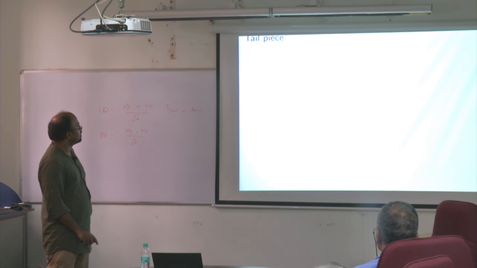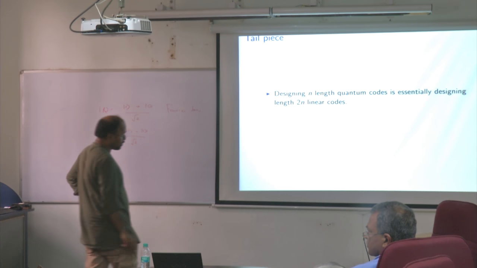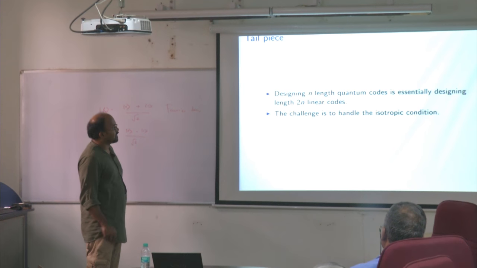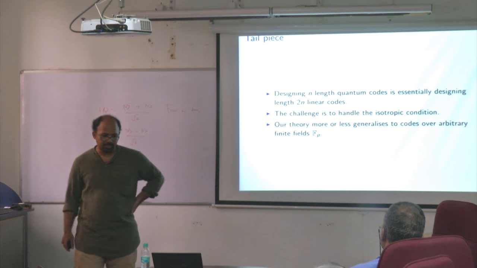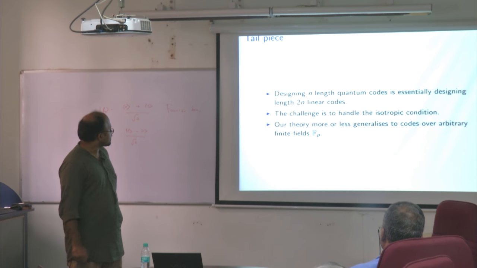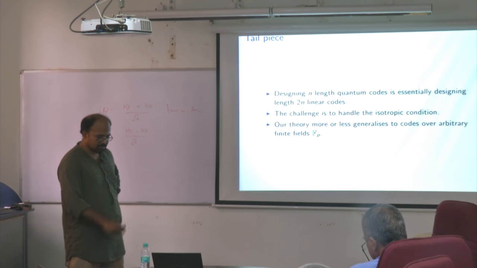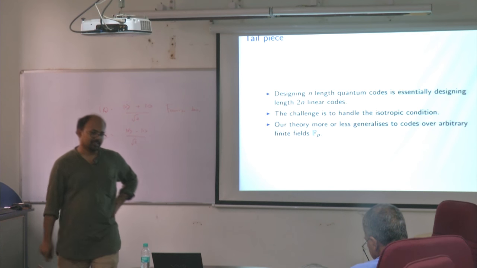Let me conclude. Designing n-length quantum codes is essentially designing 2n-length linear codes. So this is one message of this talk. The challenge is really to handle the decoding. The last thing that I want to say is that all that I said essentially generalizes over F3 or F5. So what I described is joint work with my PhD students.